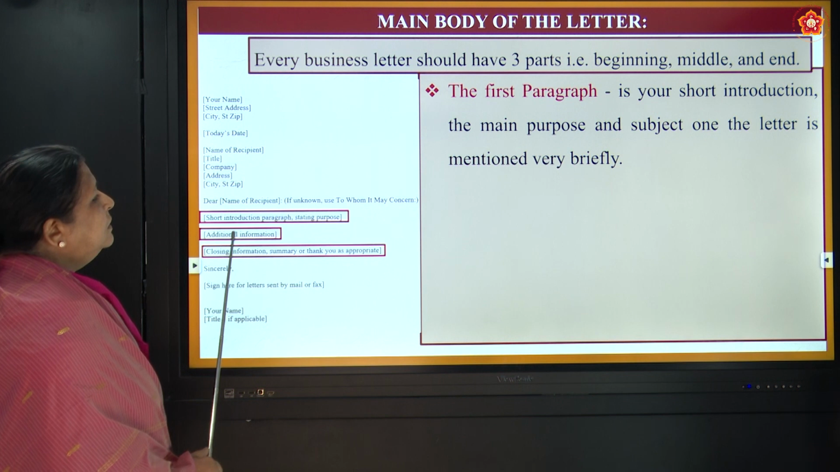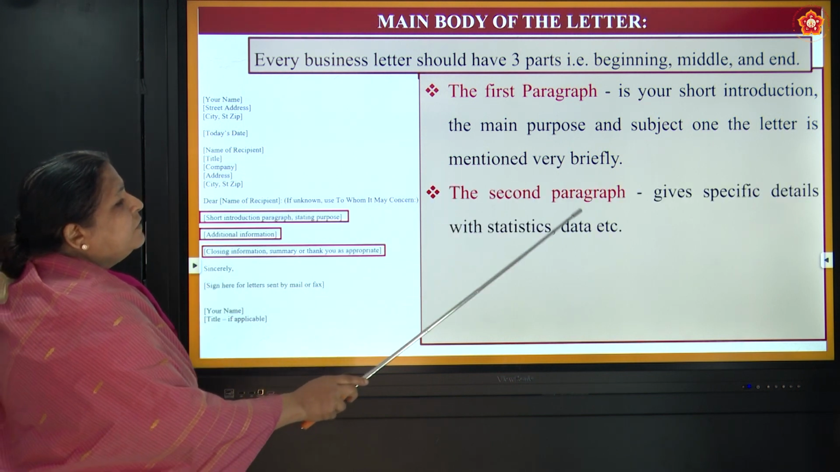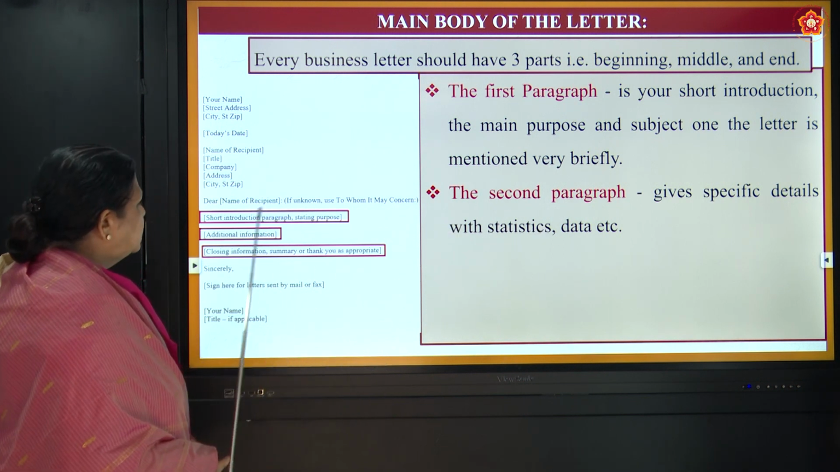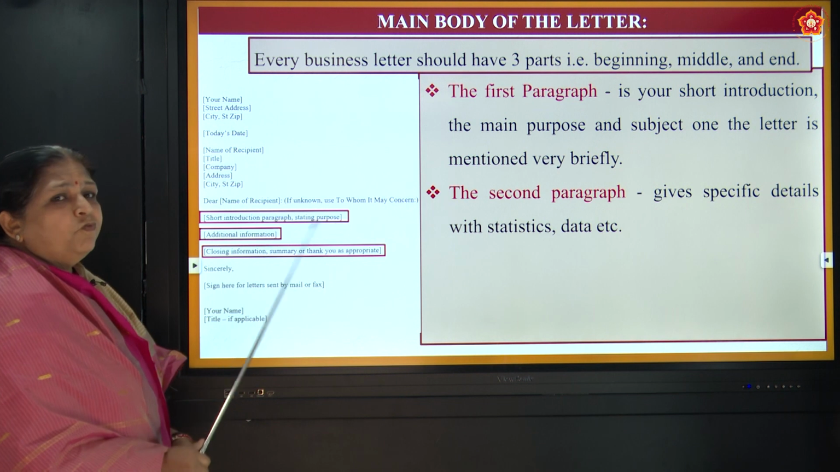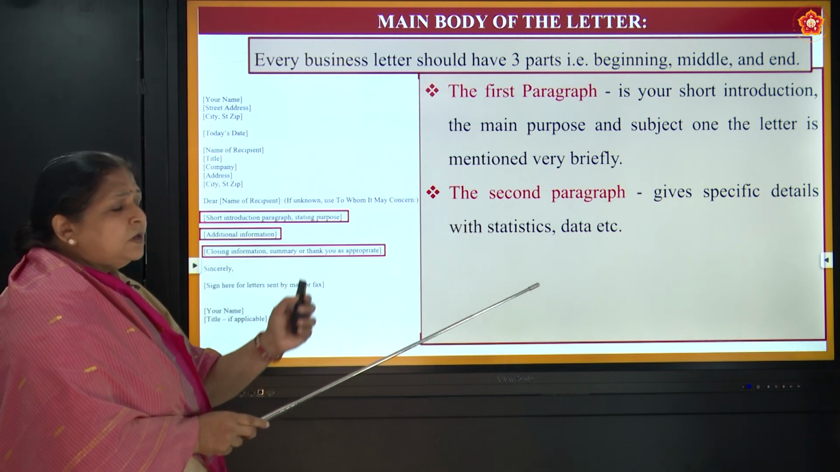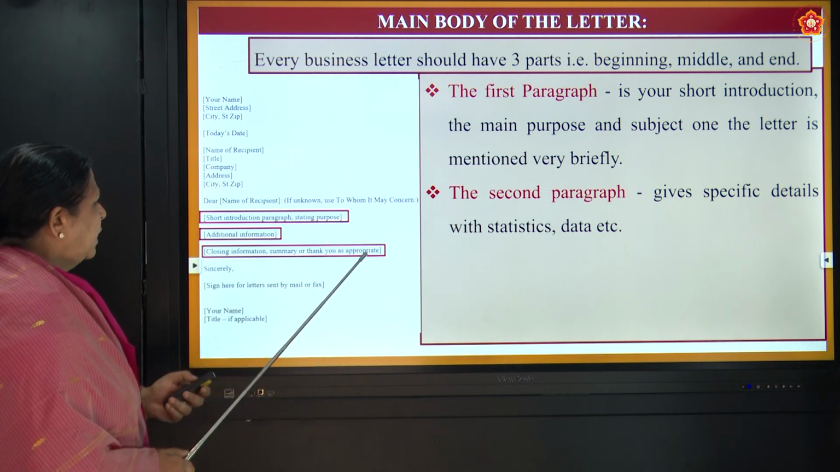Then the second paragraph gives specific details with statistics and data, etc. So the second paragraph will have the statistics, like suppose if you are giving the quotation or something, then all that will come, and then the data also will be there.